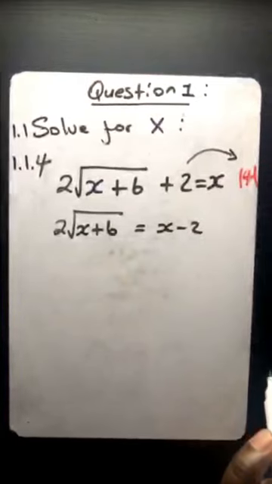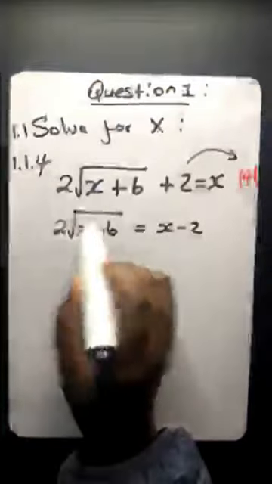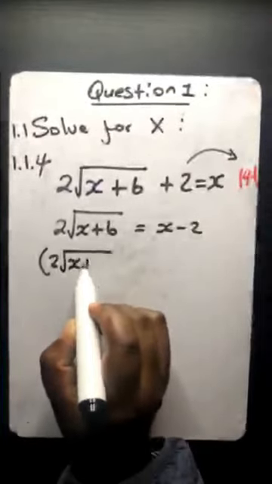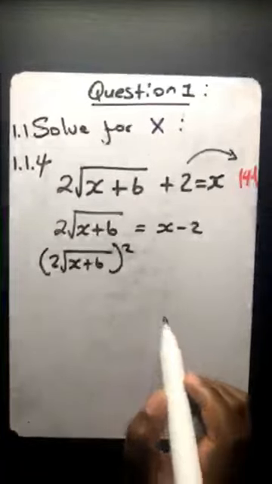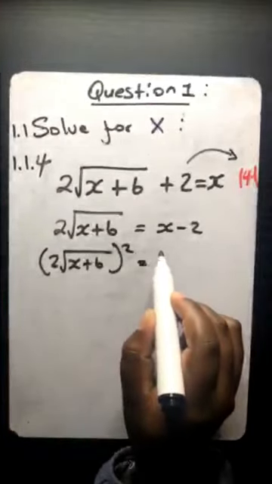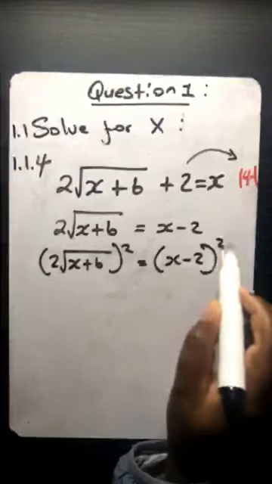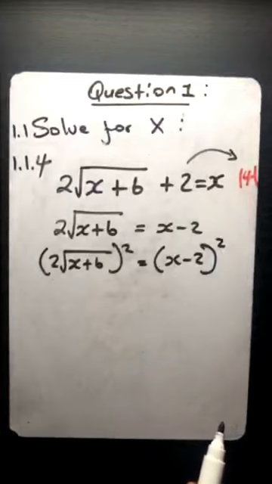Can you see now in this case, you are having a square root and you want to remove it. So this is where you introduce a square, or you square the whole of that. You can confidently do that because you're doing it on both sides, so you are not really changing the original equation.